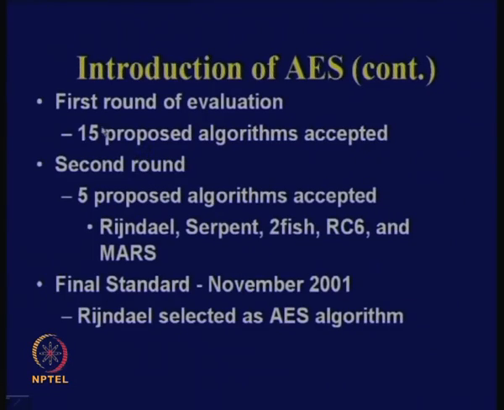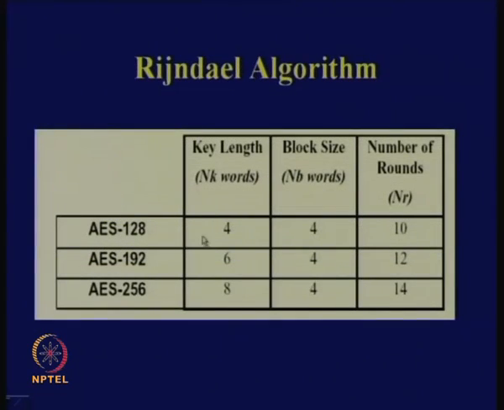Initially, in the first round of evaluation, around 15 proposed algorithms were accepted, and in the second round 5 proposed algorithms passed the selection. The 5 algorithms were Rijndael, Serpent, Twofish, RC6, and Mars. Finally, in November 2001, Rijndael was selected as the AES algorithm. In case of AES, the block lengths are all taken to be 128 bits. So we have AES 128, AES 192, and AES 256.